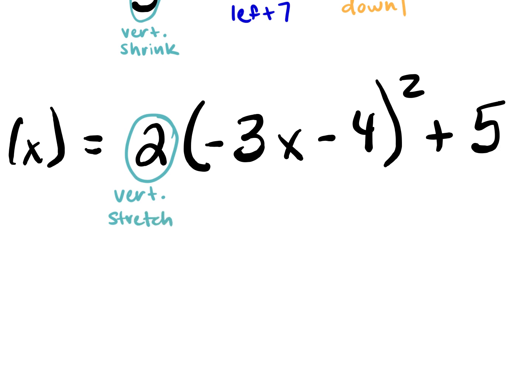Now be careful on the inside. We have this negative here. A negative being multiplied on the inside does what? It's a reflection. Negatives are a reflection on the y-axis when it's on the inside.